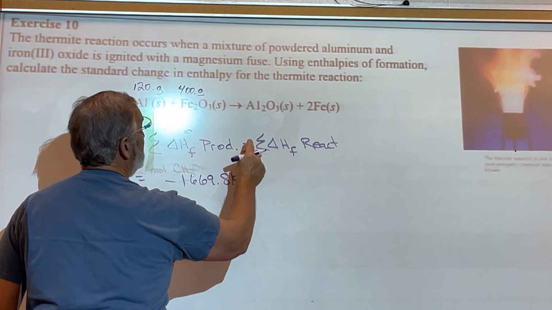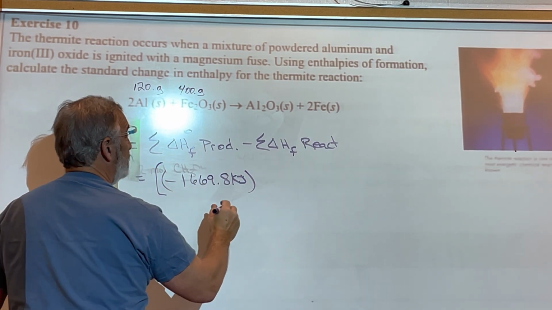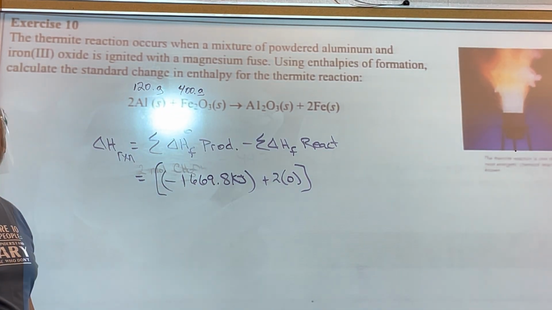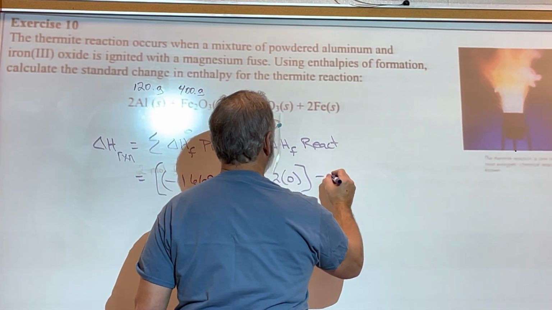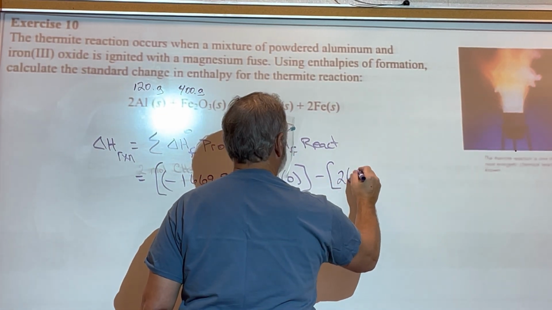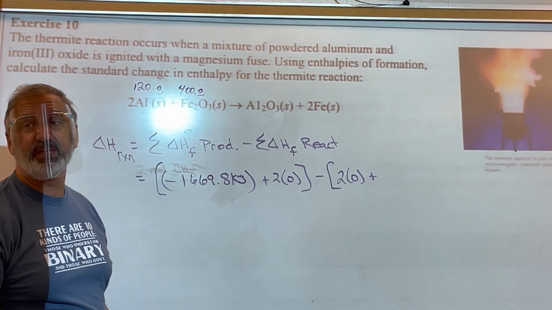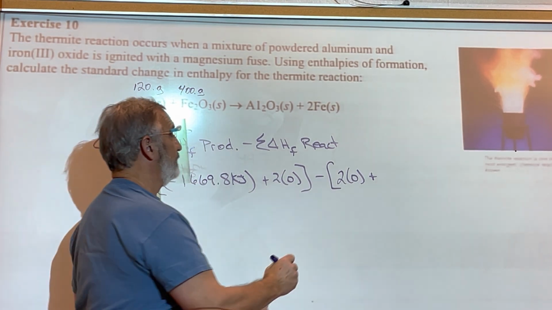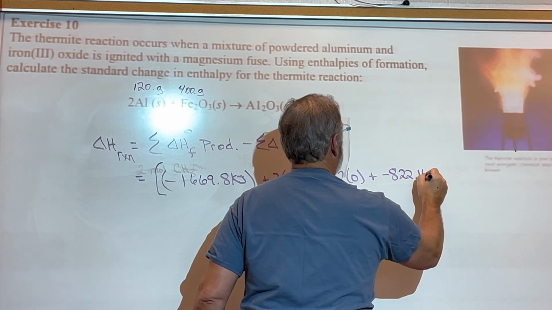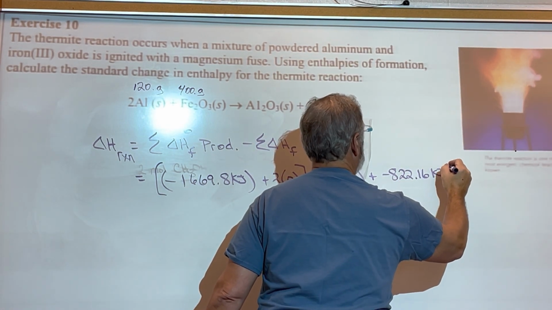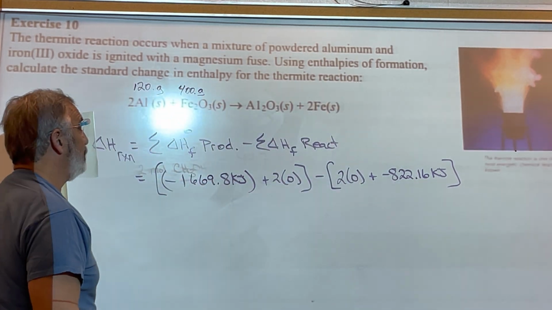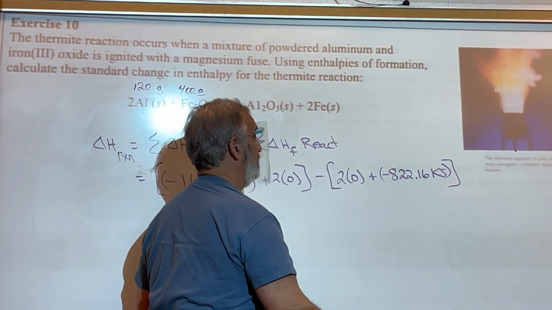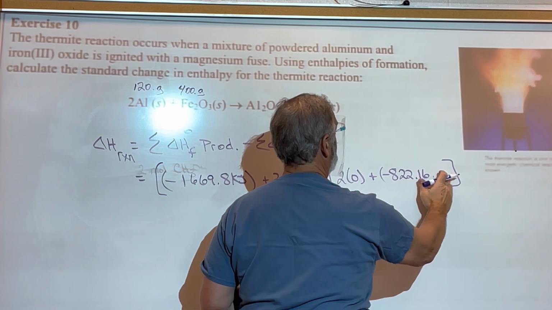1,669.8 kilojoules. And it's just 1, okay? Plus 2 times 0, and you don't have to show that. I'm just making a point that the heat of formation of the elements is 0. Minus the heat of formation of reactants, which is 2 times 0 again, plus what's Fe2O3 solid? Negative 822.16. Okay? Now it's just 1 times that, but just to be consistent. I didn't put the units on any of that. Well, I did on those.